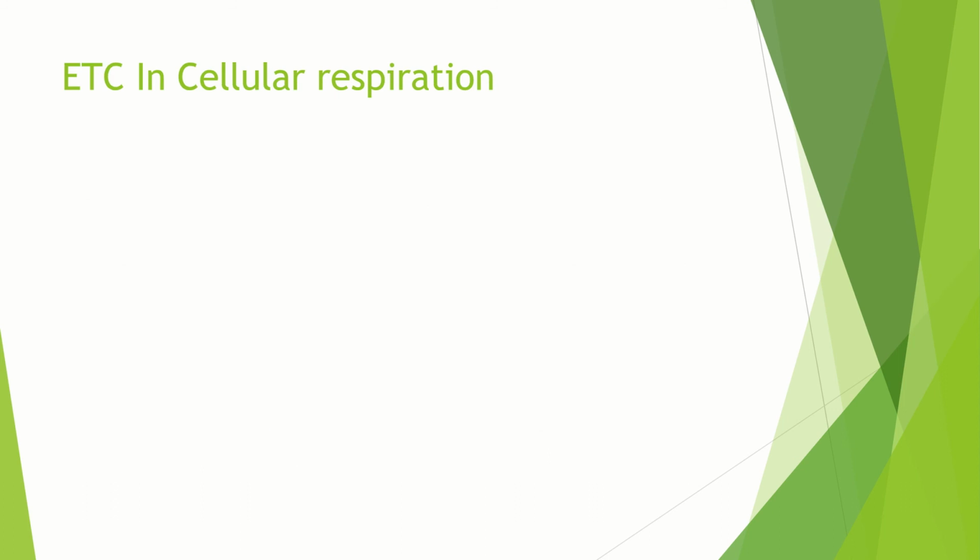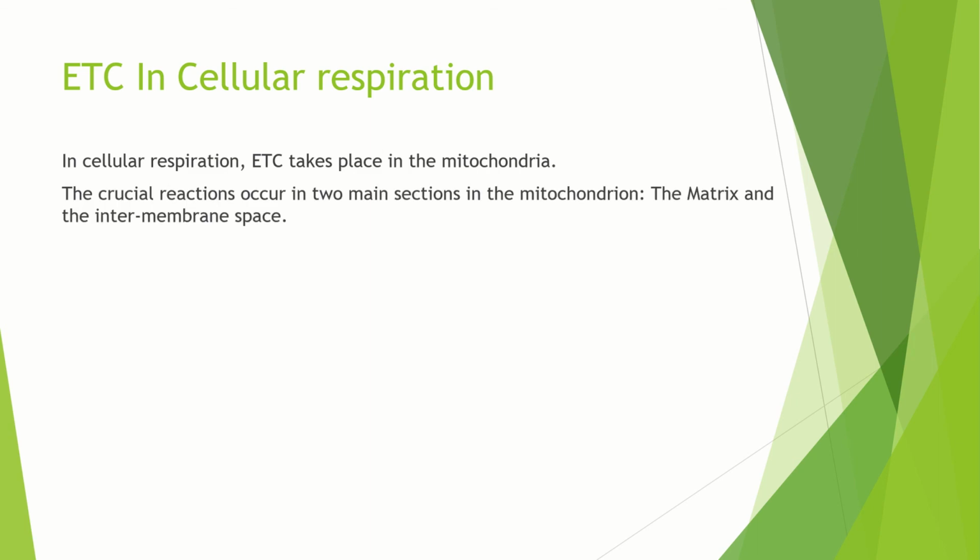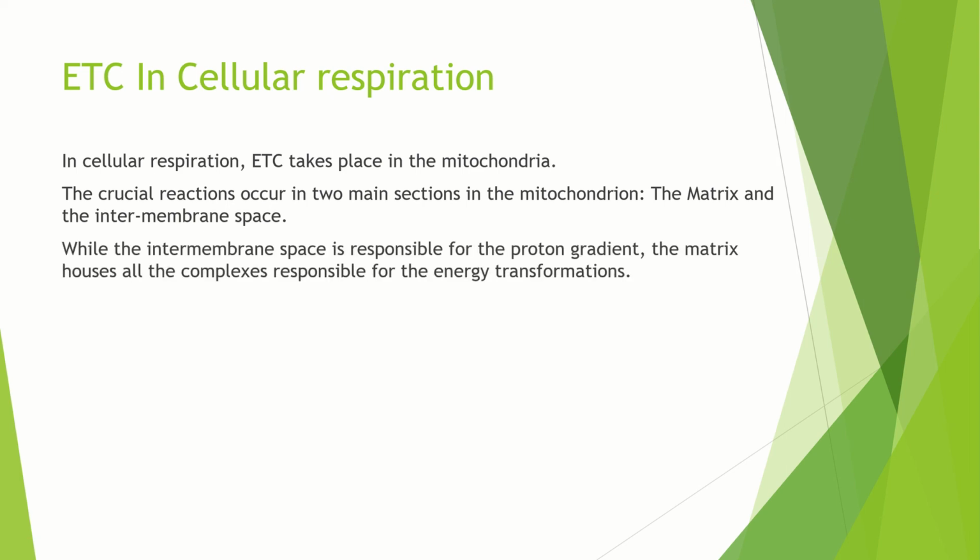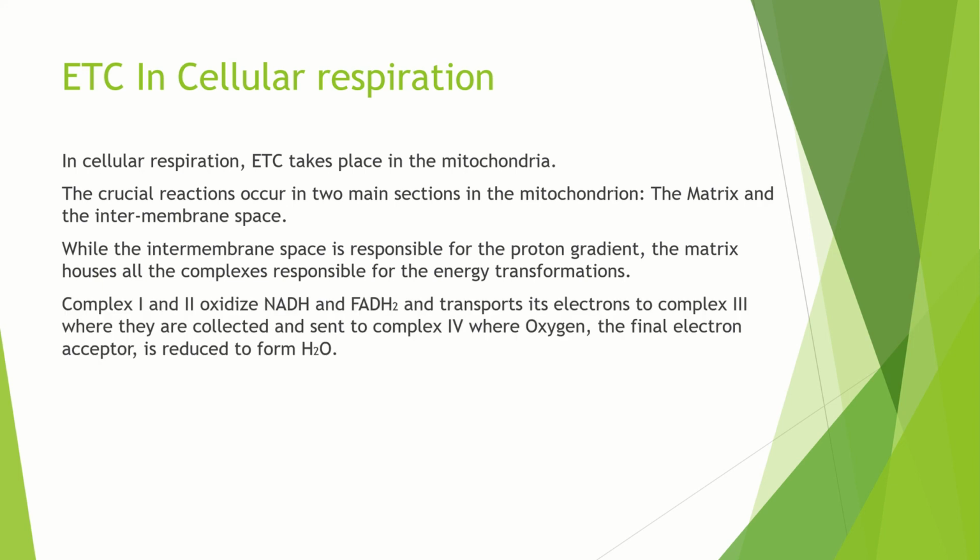The electron transport chain in cellular respiration takes place in the mitochondria. The crucial reactions occur in two main sections in the mitochondrion, the matrix and the intermembrane space. While the intermembrane space is responsible for the proton gradient, the matrix houses all the complexes responsible for the energy transformations. Complex 1 and 2 oxidize NADH and FADH2 and transport their electrons to complex 3, where they are all collected and sent to complex 4, where oxygen, the final electron acceptor, is reduced to form H2O.